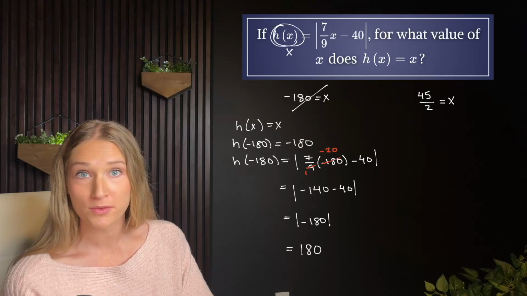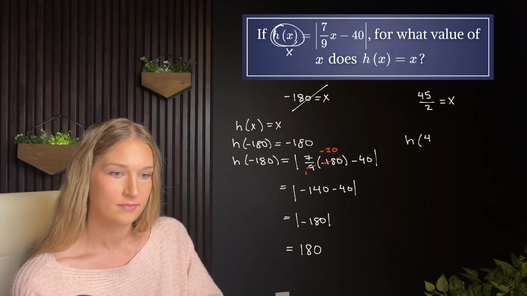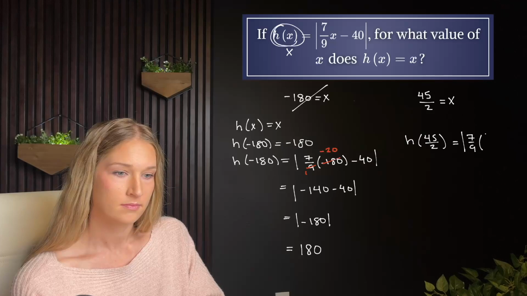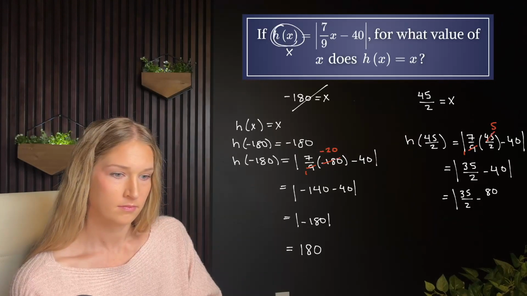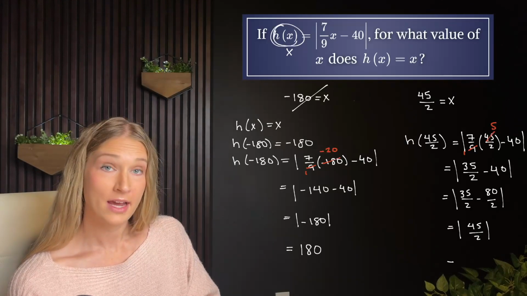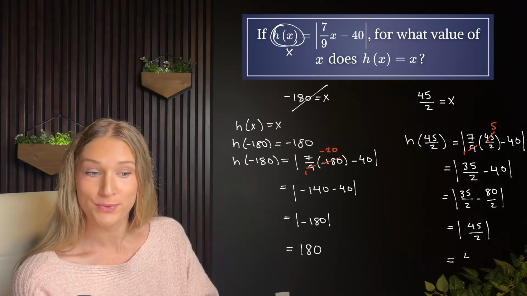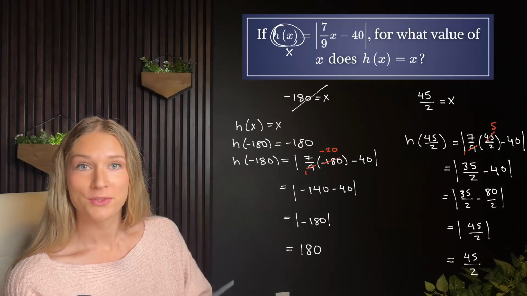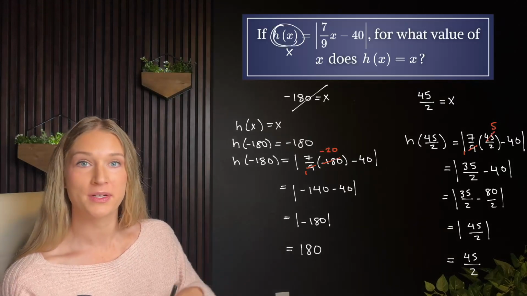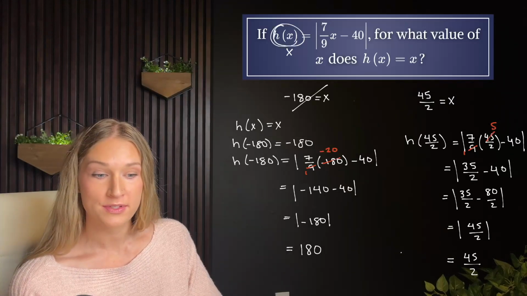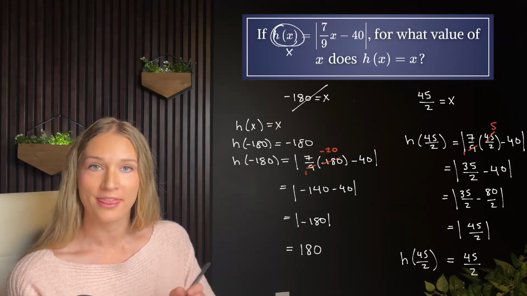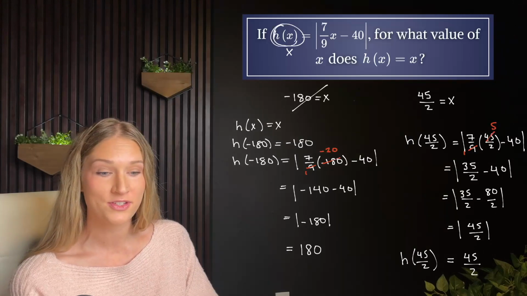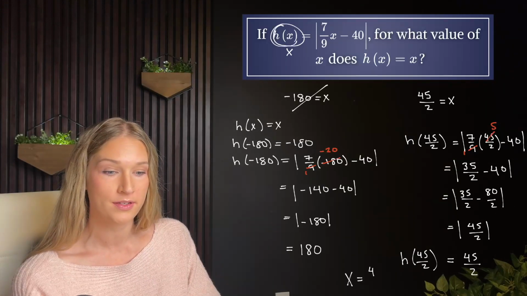So let me go ahead and plug in the other one and see if that one is. And now I did get that absolute value of 45 over 2, which is 45 over 2. So I got the same output as what I started with, which was 45 over 2. So since h of 45 over 2 equals 45 over 2, that's the number we're looking for. So we only have one solution, and it is x equals 45 over 2.